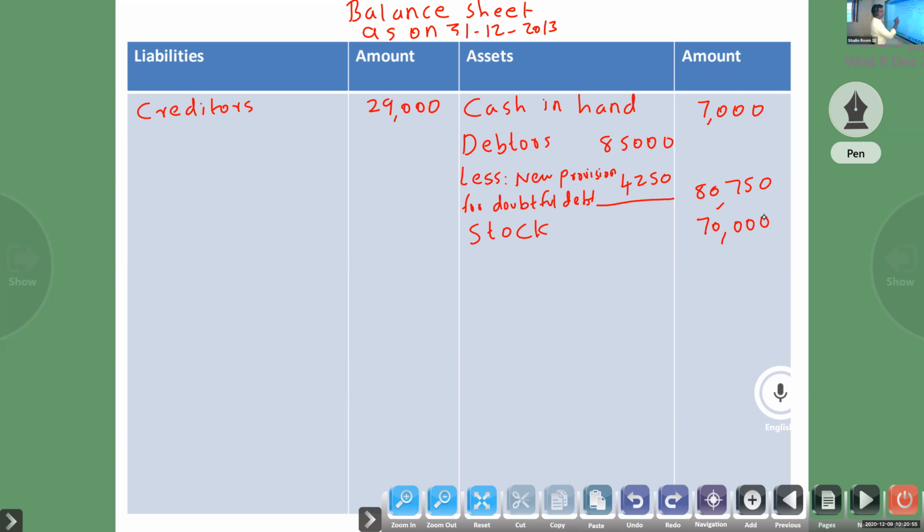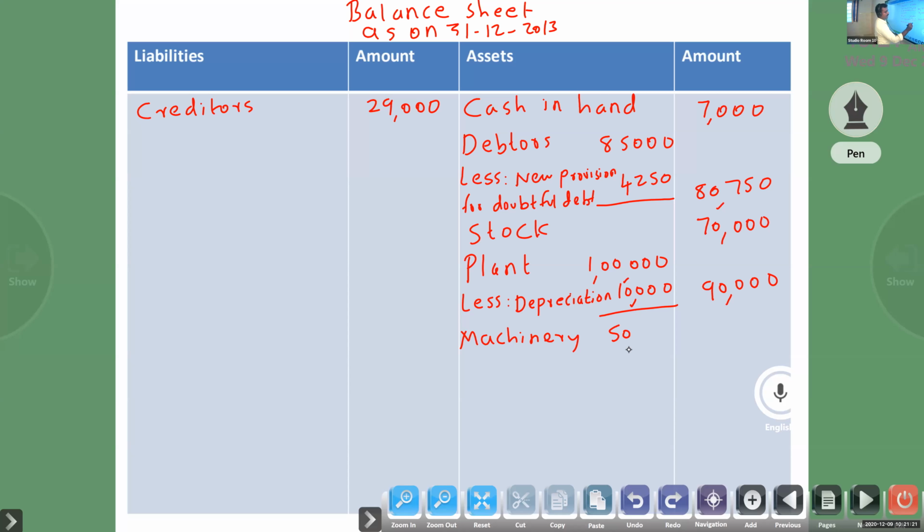Now, plant. Adjustment is there. Depreciation. Plant 1 lakh, less depreciation 10,000, gives 90,000. Next, machinery. Machinery, and also depreciation is there. 50,000 less depreciation 2,500 gives 47,500.